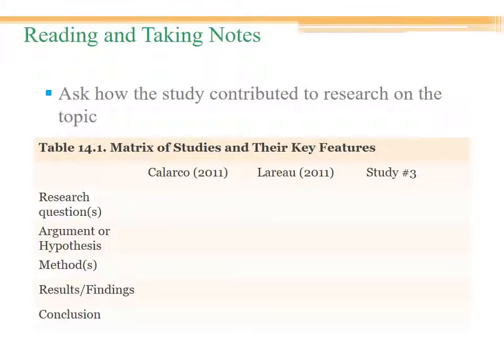Here I describe how to take notes to determine how the study contributed to research on your topic. The textbook chapter offers a matrix that I reproduce here, which is useful for compiling and comparing a number of studies. Looking at this table, you see that the studies are listed in the columns, and the different questions that you should ask about the work are listed in the rows, such as the research question, the author's argument or hypothesis for that research question, the methods that they used, the results and findings, and their conclusion. You likely won't use all of this information in a literature review, but it's still important to collect and answer these questions.